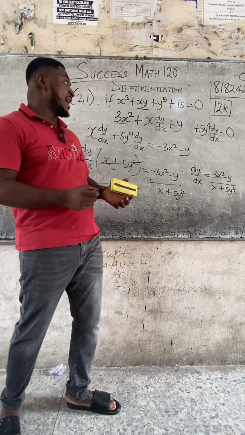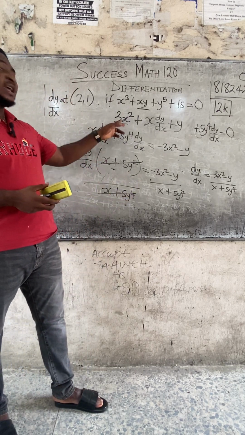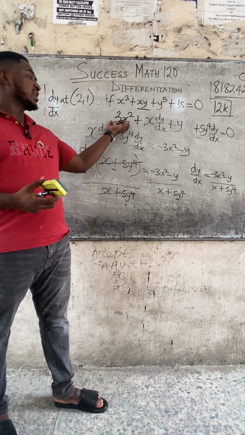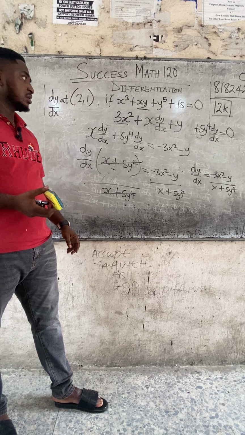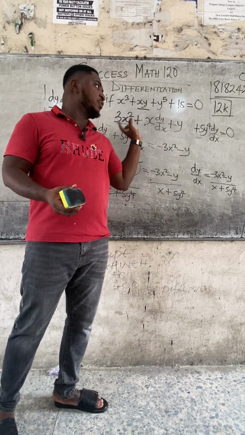Why didn't I put the dy/dx in the what? This 3x squared is not carrying the dy/dx. 3x squared and y are on their own now. Move them to this side.